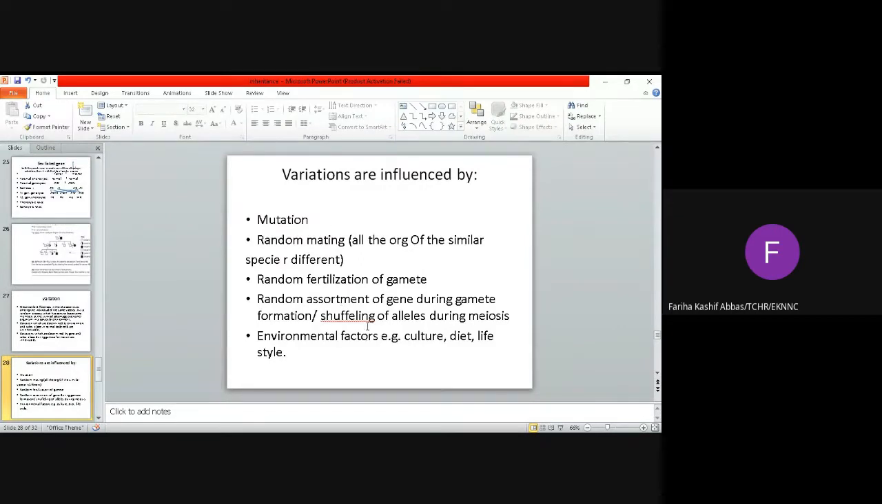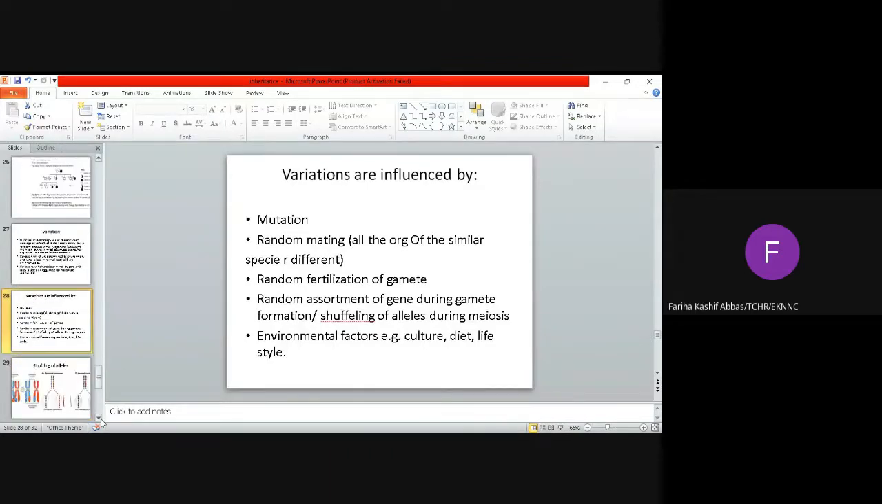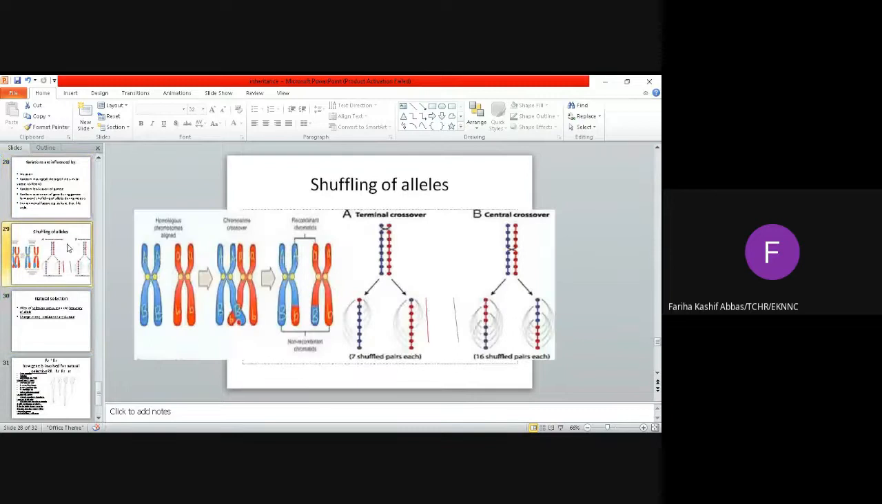And number two, because of random assortment of gene during gamete formation, which is also known as shuffling of alleles during meiosis. What happened in the first stage of meiosis? The shuffling of alleles occur, which is also known as random assortment of genes. What does it mean? These are homologous pair of chromosome. Fine. Now, what's the meaning of homologous pair of chromosome?